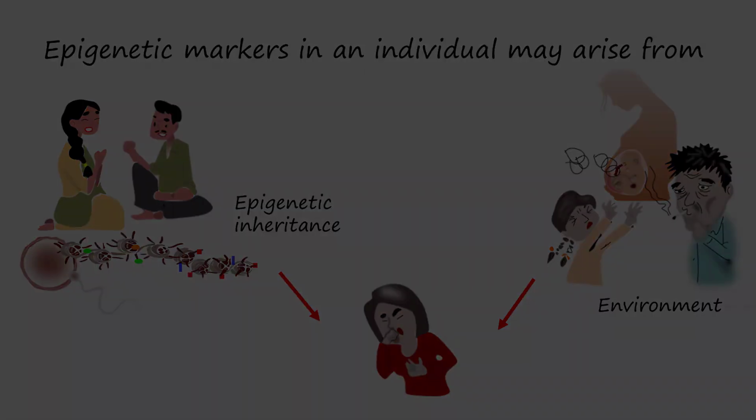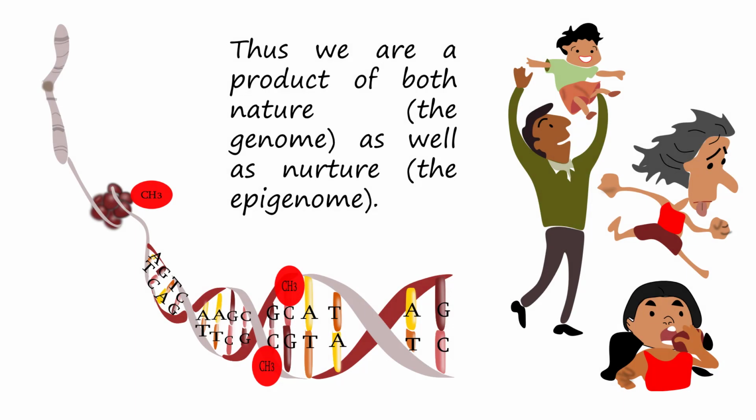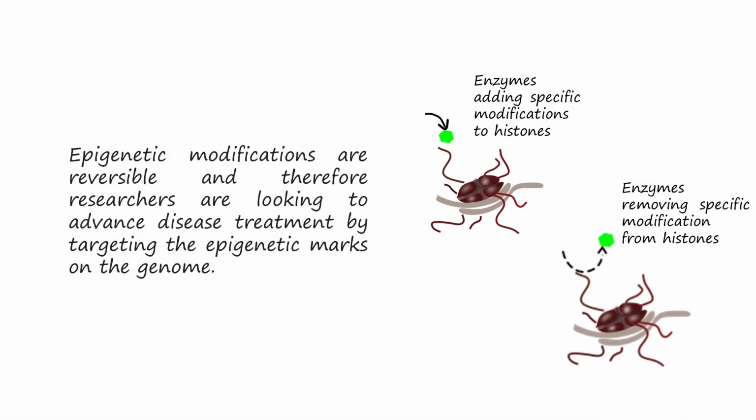Thus, we can conclude that our phenotype depends on our cell's DNA sequence and the inherited or acquired epigenome. Nature and nurture inevitably interact. Epigenetic modifications are reversible, and therefore researchers are looking to advance disease treatment by targeting the epigenetic marks on the genome.